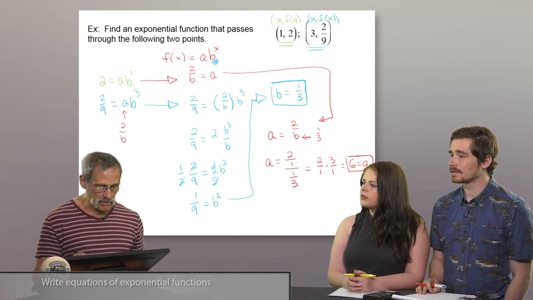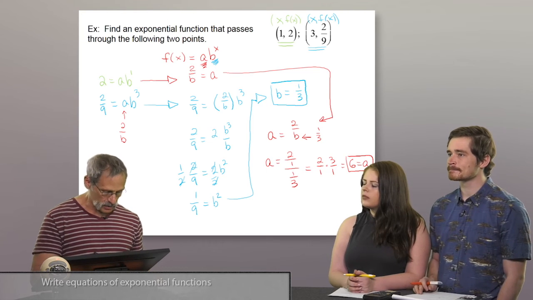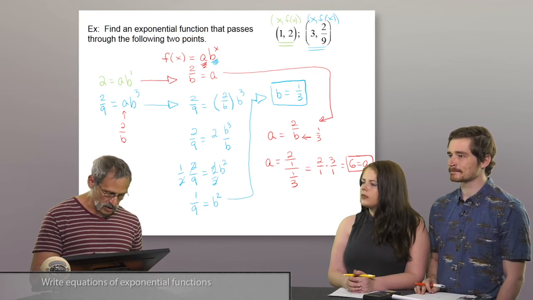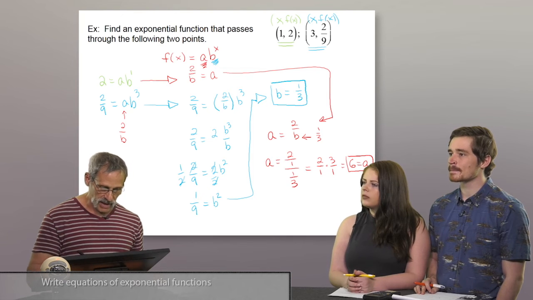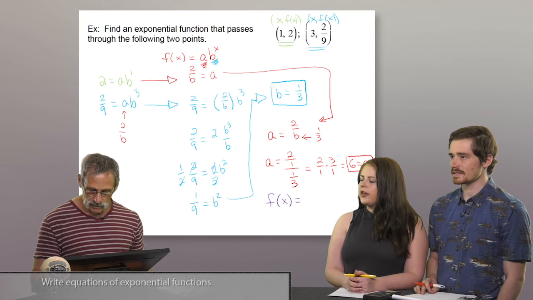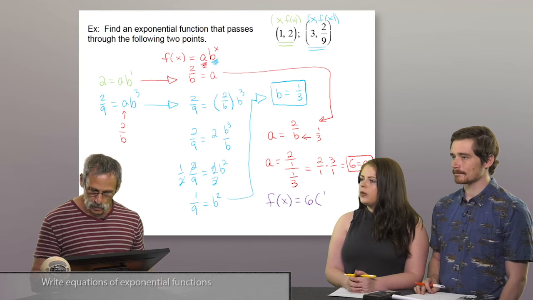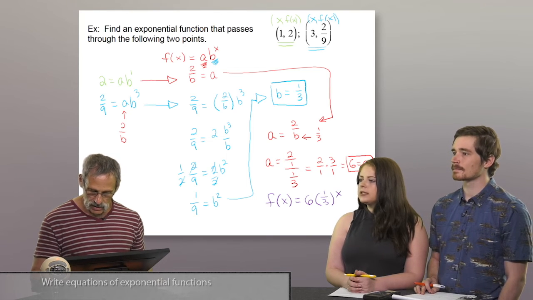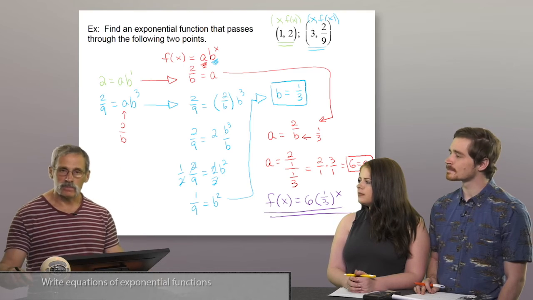Beautiful. That's kind of a big deal, because now I have this piece here. Now you can turn around and read me my exponential function. My exponential function is f of x is equal to a, which is 6, times b, which is 1/3, raised to the x. Thank you.